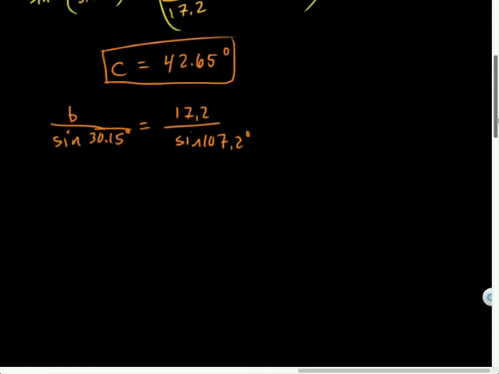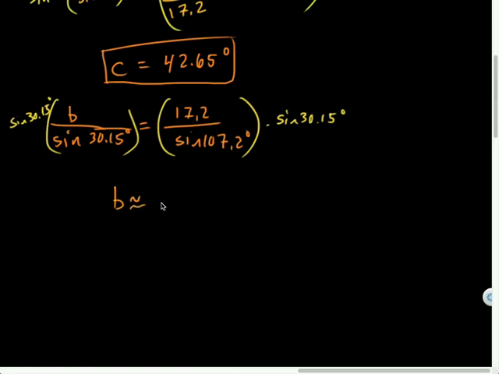And I might as well compare it to the given information to me, the A's, since that was the original set. So 17.2 divided by sine of 107.2 degrees. And to solve this, I would just multiply both sides by sine of 30.15. And I will get little b is approximately 17.2 times the sine of 30.15, close parentheses, divided by the sine of 107.2, close parentheses, and I get 9.04.